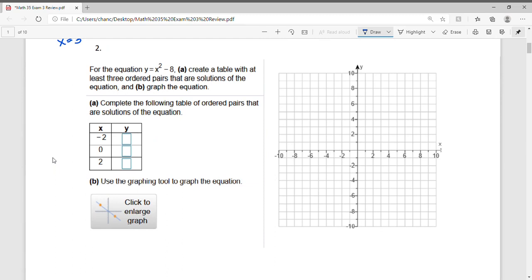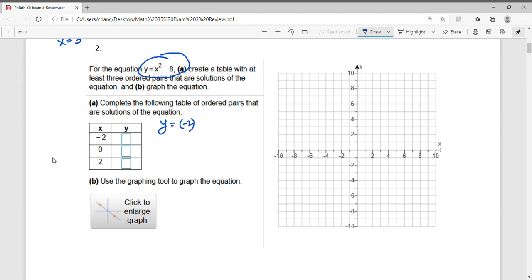Question 2. For the equation y equals x squared minus 8, let's create a table with at least 3 ordered pairs that are a solution of the equation. Here they gave us x equals negative 2, 0, 2, and all we have to do is plug in negative 2 for the x. So let's try it. We have y equals (negative 2) squared minus 8. Again, I'm just replacing the x with negative 2. We can simplify this. Negative 2 squared gives me 4. 4 minus 8 equals negative 4. So that's the first ordered pair. I can plot (-2, -4) on the graph.